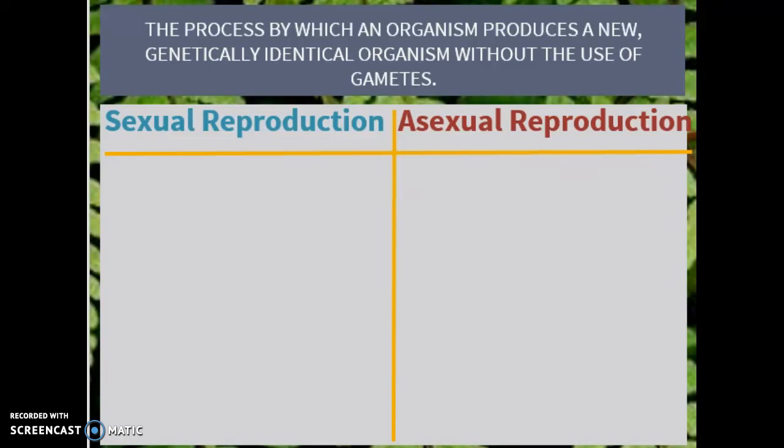So, what is the process in which an organism produces a new genetically identical organism without the use of gametes? Is it sexual reproduction or asexual reproduction? Go ahead and tell me. And what are the clues that you would use for that? To determine your evidence or proof of your choice. I would say that a clue would be genetically identical organism without gametes, and that would be asexual reproduction.